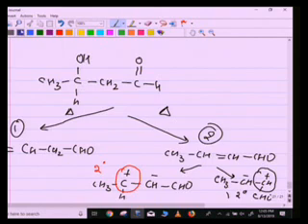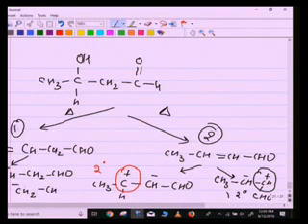Let me dissociate this first one as well. If I dissociate this double bond, there are two possibilities. First is CH2 positive, CH negative, then CH2 and CHO, or it can form CH2 negative, CH positive, CH2, CHO. In this case the carbocation is primary, but in case of the second one, the carbocation is secondary.